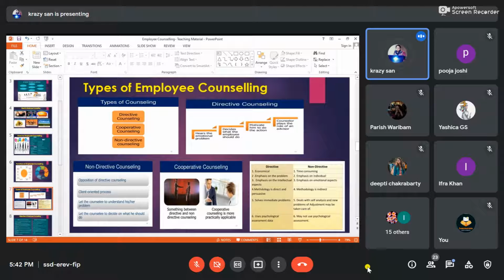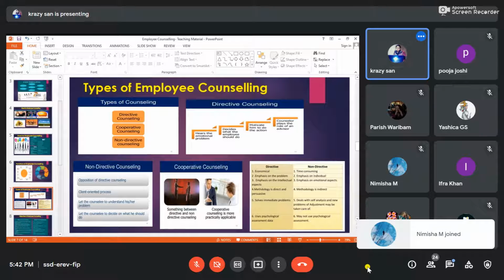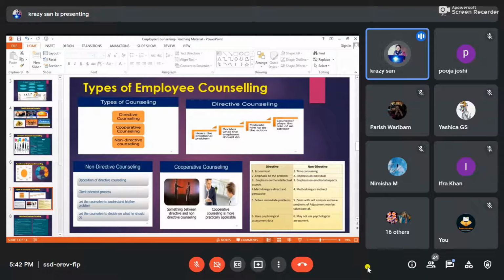So if you are asked for the differentiation, there are majorly 10 to 11 differentiations of directive and non-directive, but we go with six of them. Directive is economical, non-directive is time consuming, because over there, whether the subject matter is relevant or irrelevant, the employee keeps on blabbering, you have to listen to it. Then emphasis on the problem and emphasis on the individual. In the directive, the problem is given more priority, whereas in the non-directive, the person is given priority.